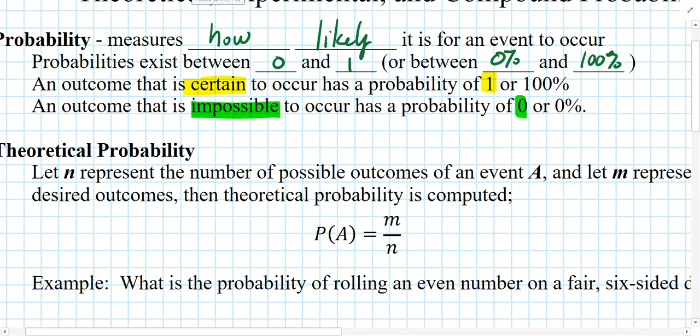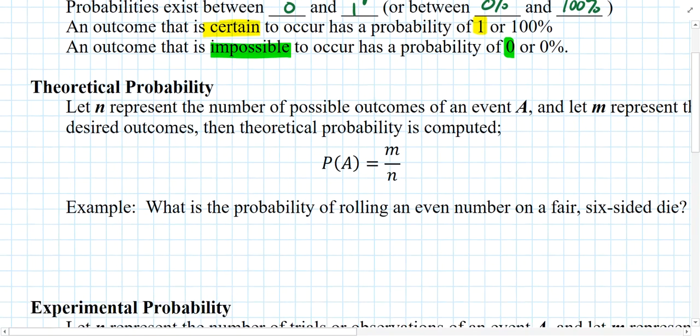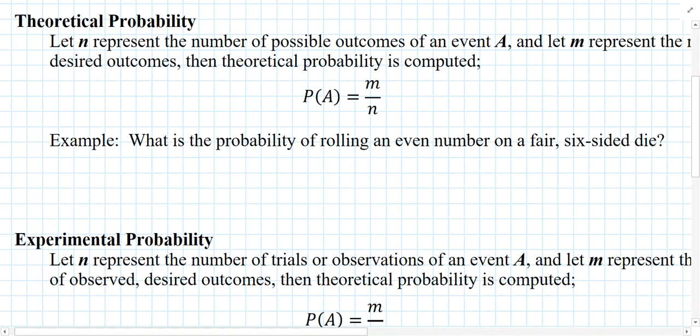There are three common methods for determining the probability of an event to occur that will be covered in this video. The first is called theoretical probability. If an event has n equally likely outcomes, and the desired outcome A occurs m times, then the theoretical probability of A is m divided by n.